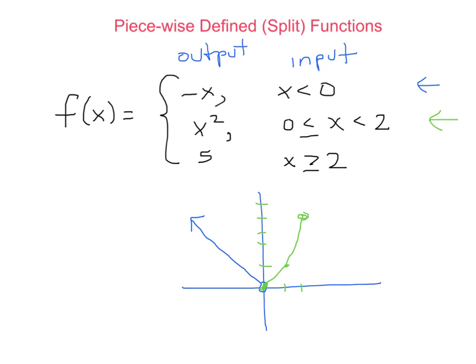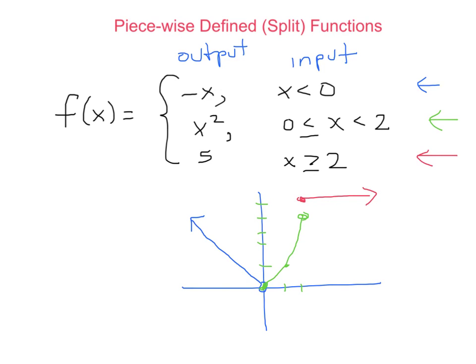The last part of my function is going to be to put values of x that are greater than 2 and equal to 2. And that means I'm going to have a closed circle, but my y values are going to be 5. So as I take a look at this picture, I can see that it is not a continuous function. There's a jump between this green section and the red section. The value actually goes up.